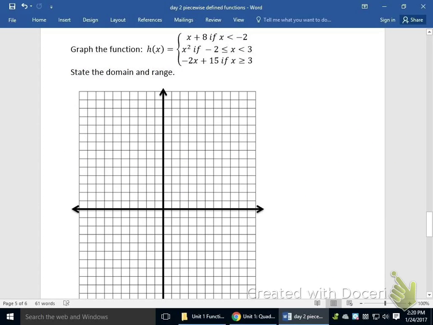Alright, here's example 4, and you're going to see a quadratic introduced onto this one. So yes, sometimes piecewise functions can have quadratics. I'm going to start with the x plus 8. That's going to have a y-intercept of 8. There we go, a slope of 1. So now I'm ready to make my line for that.